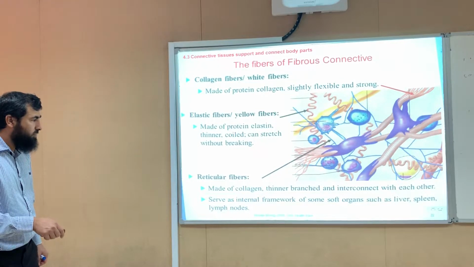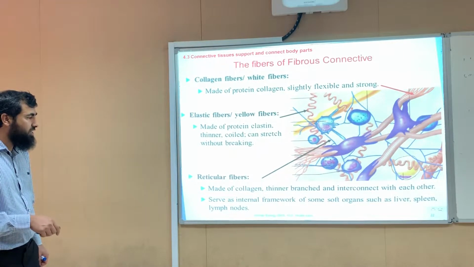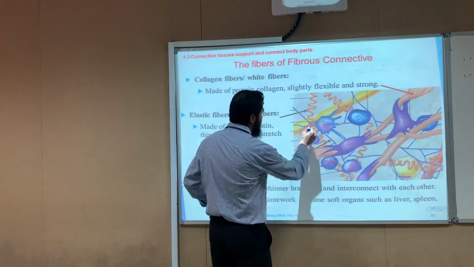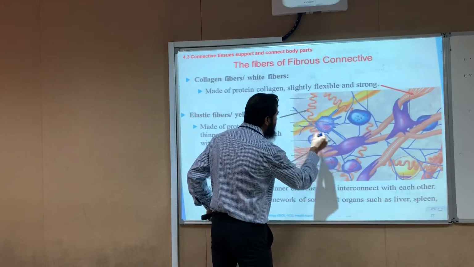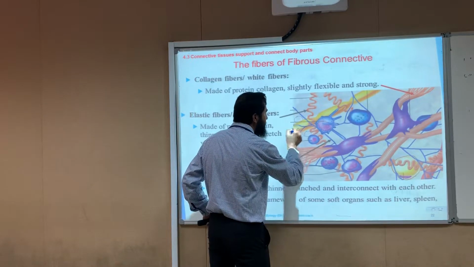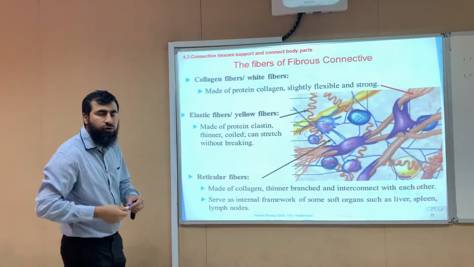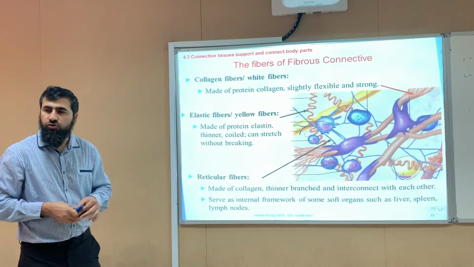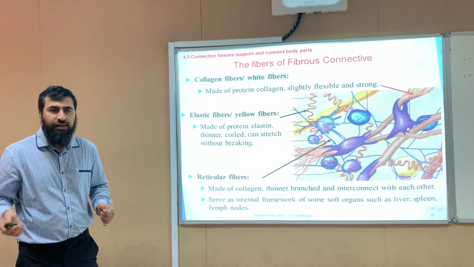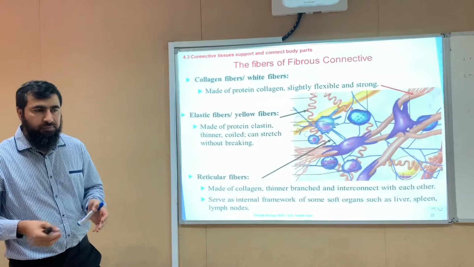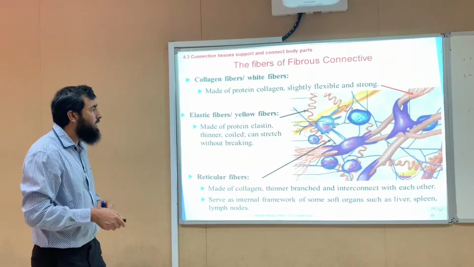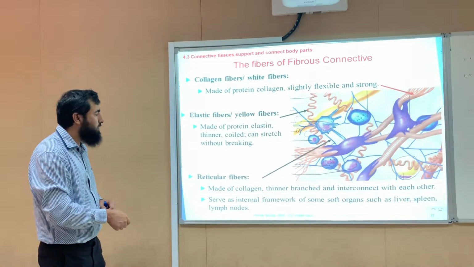And then the last type of fiber we find in this fibrous connective tissue is called the reticular fibers, okay? These are thin collagen fibers and they have branches, as I said. Within this network of branches the cells lie, and it gives support to the cells. It acts as a framework for the tissue. They're found in very soft organs like the liver, the spleen and the lymph tissues, okay? So soft organs have these reticular fibers.